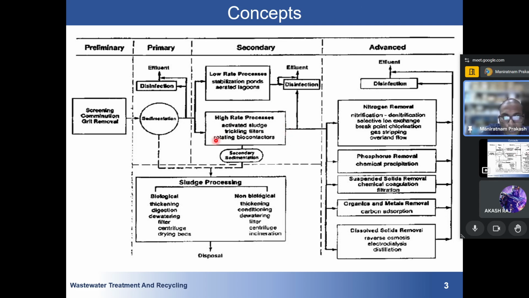So for that we have secondary treatment, and here we use something like the RBC, the rotating biological contactors. We will see the picture of how that works. And after secondary treatment, if we want to reuse or dispose, depending upon that we have the advanced treatment unit.